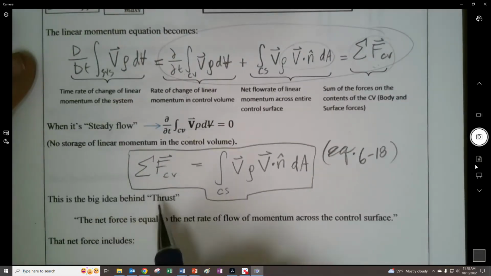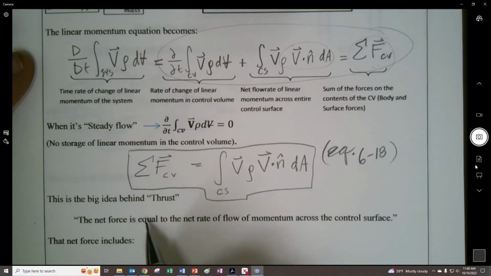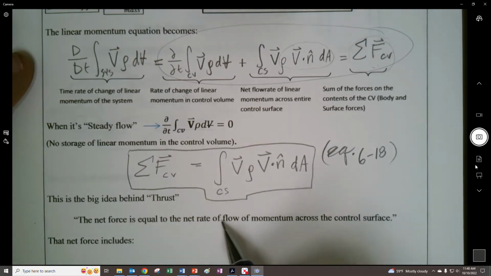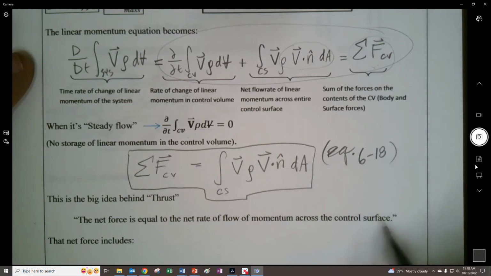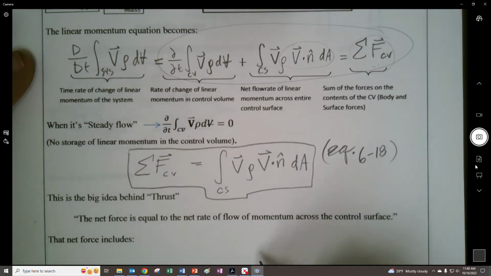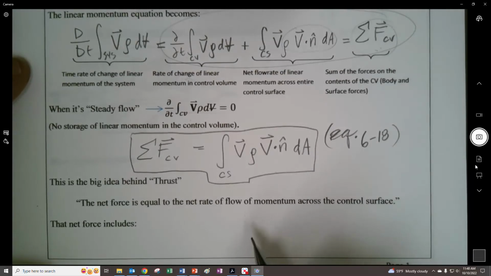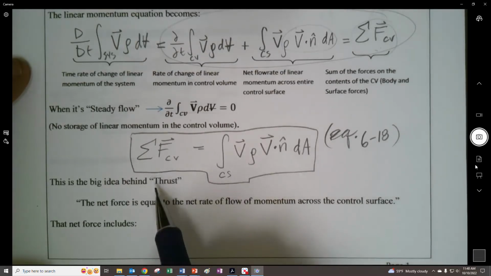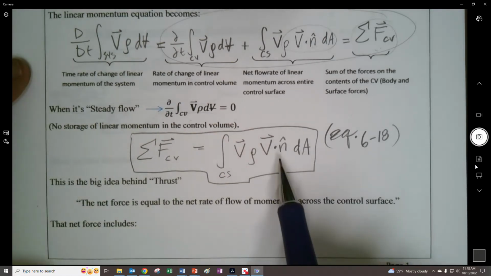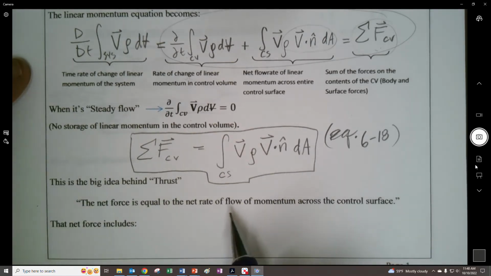And this is the big idea behind thrust, that the net force is equal to the net rate of flow of momentum across the control surfaces. So you can think of jet engines or even a rocket engine and the thrust that gets generated by them. But there's all kinds of other things where this plays a role.